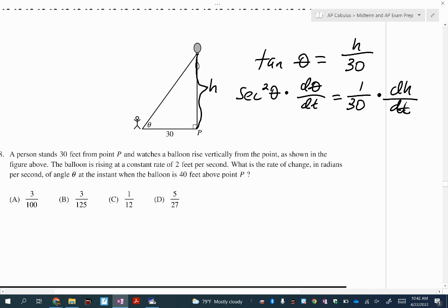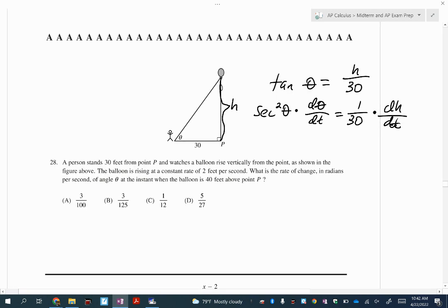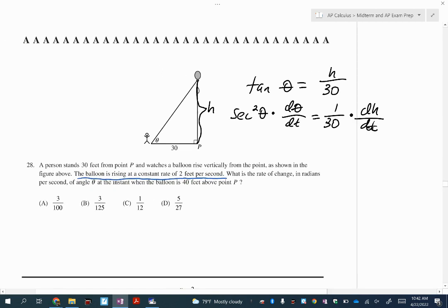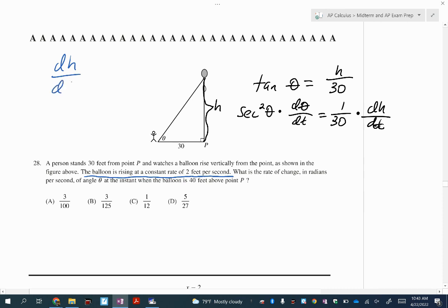Okay, now we know some of this stuff. Let's see, what do we know? We know the balloon is rising at a constant rate of 2 feet per second. So that is dh over dt. So I'm going to write dh over dt is 2. All right, so I'll be able to plug in 2 here.